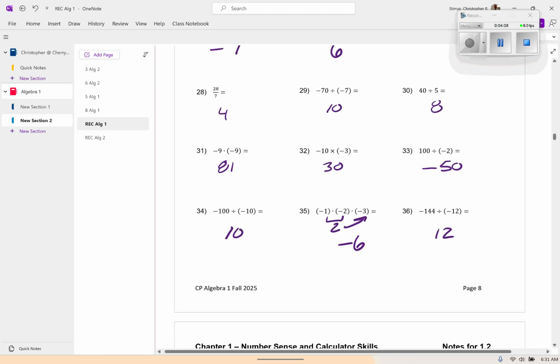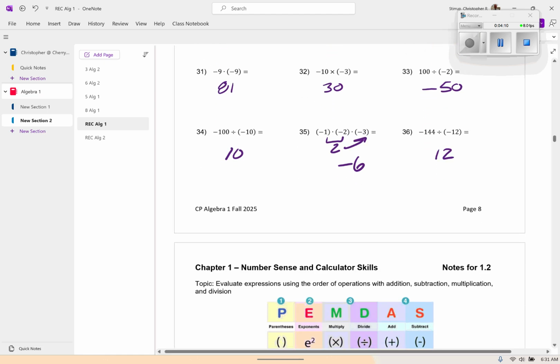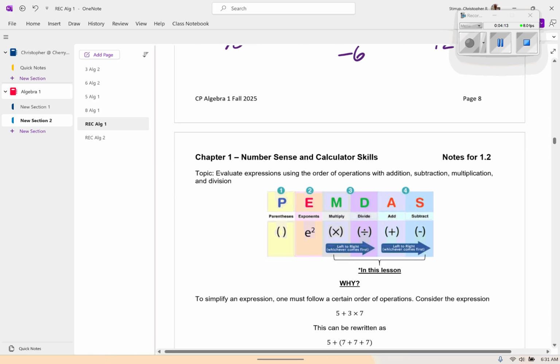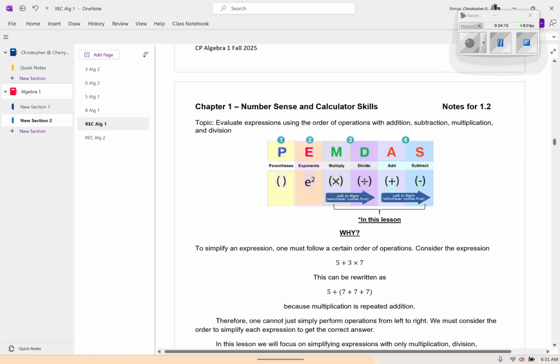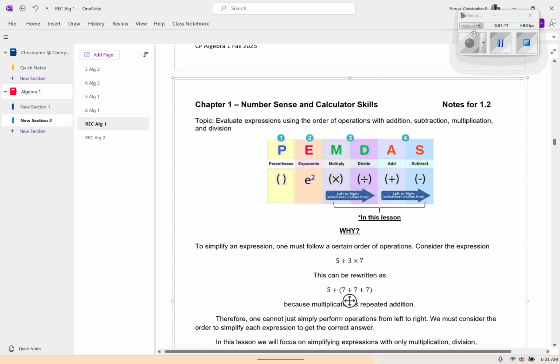Okay, so that sheet would have been the homework that would have been assigned to you for 1.1. Let's take a look at your notes at 1.2. So we're going to talk about something called PEMDAS. It's an order of operations.